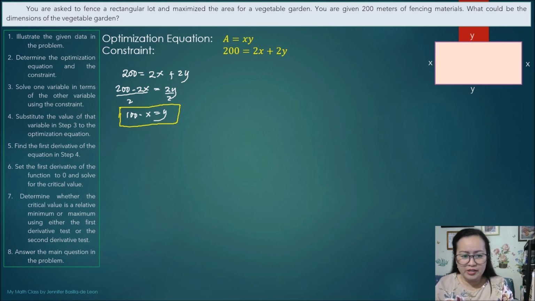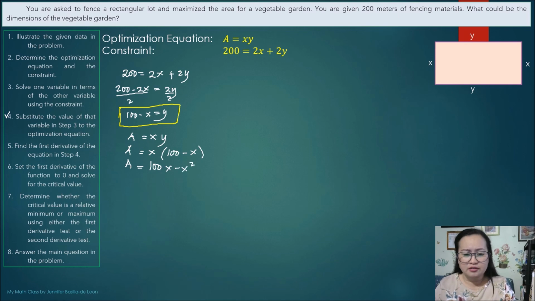Continuing, we are ready to do the fourth step, which is to substitute the value of that variable in step 3 to the optimization equation. The optimization equation is area equals xy. Substituting, we will have x times the quantity 100 minus x. Simplifying, we will have 100x minus x squared. Then let's do the fifth step. We are going to get the first derivative. So we will have 100 minus 2x.